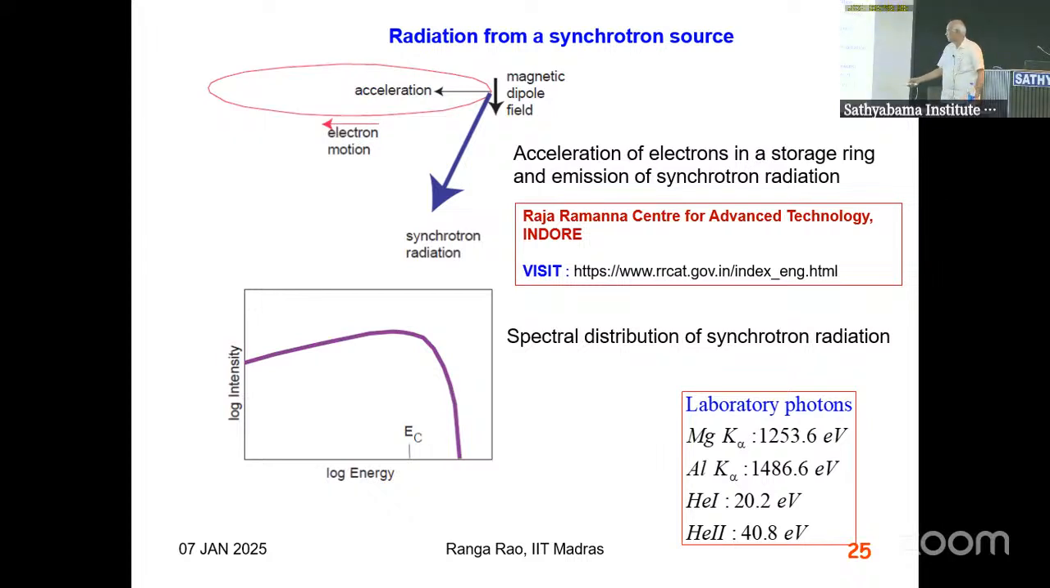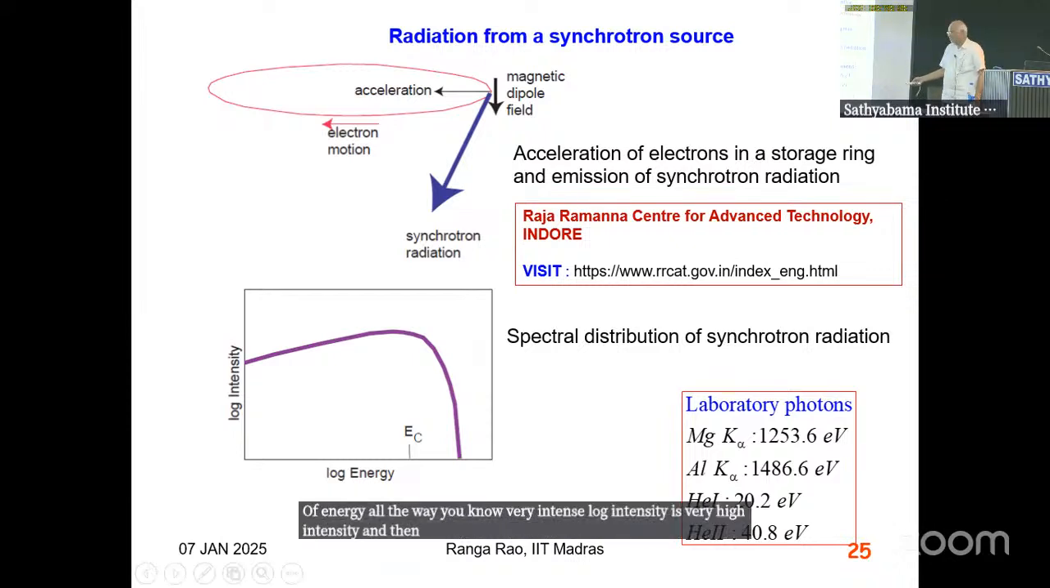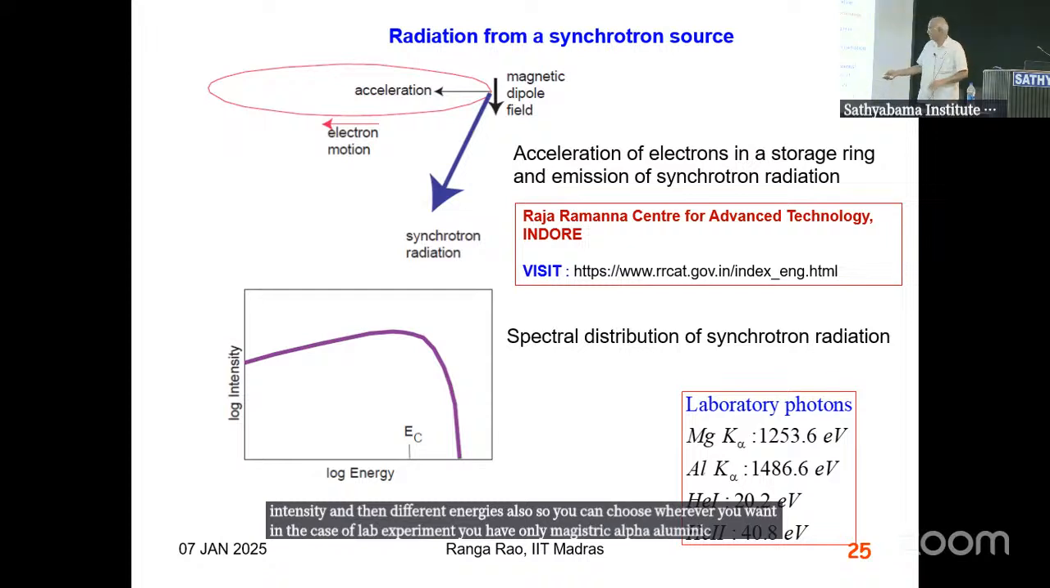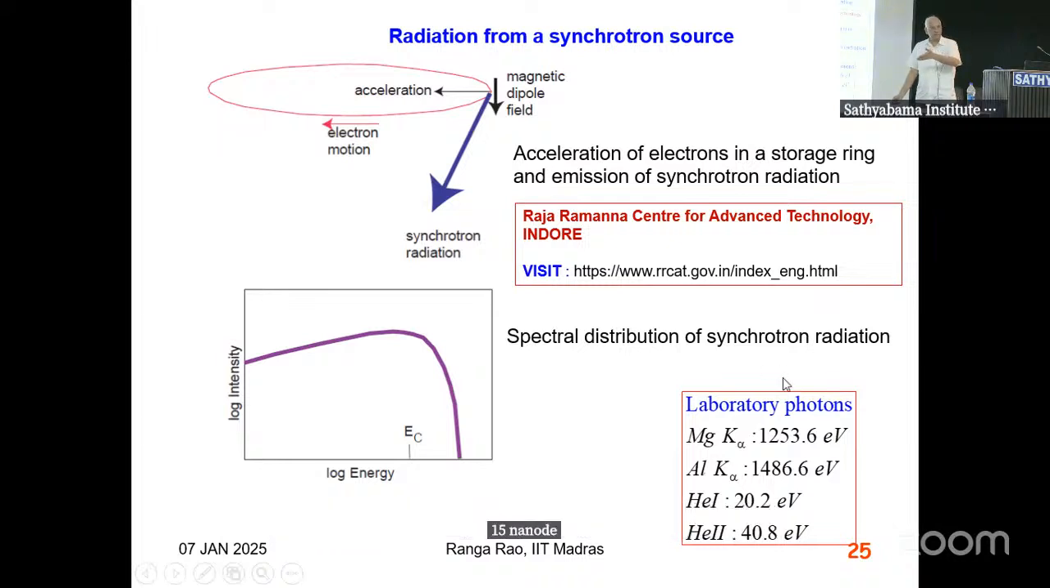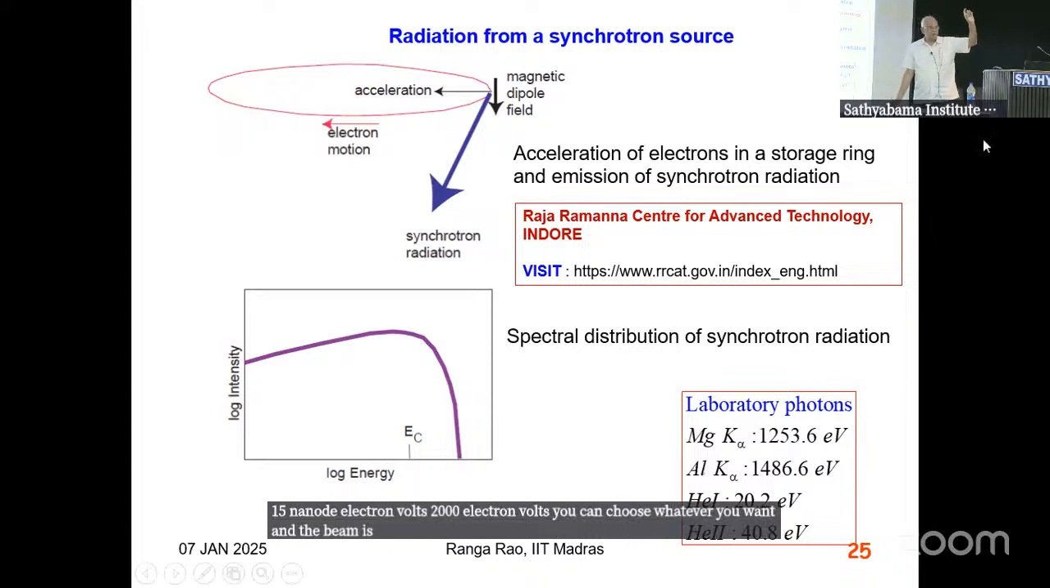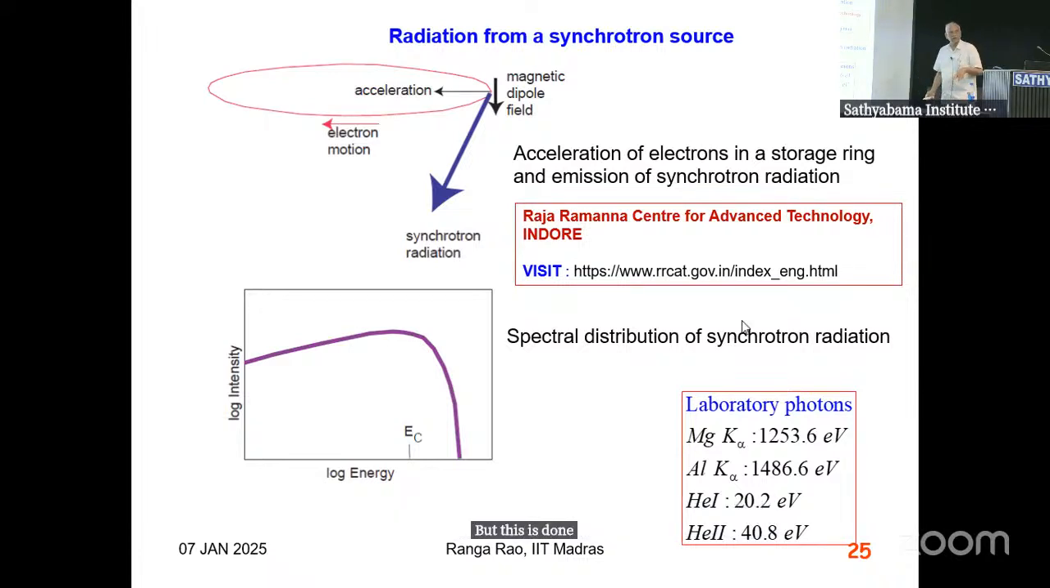Spectrum of energy all the way, with very high intensity, and different energies also. So you can choose wherever you want. In the case of lab experiments, you have only magnesium K alpha and aluminum K alpha. But in this case, you can choose any energy you want: 100 electron volts, 200, 500, 1500, 2000 electron volts. You can choose whatever you want, and the beam intensity is very high. That's why the spectral quality is very good. But this is done in the synchrotron radiation centers. We have it in Indore.